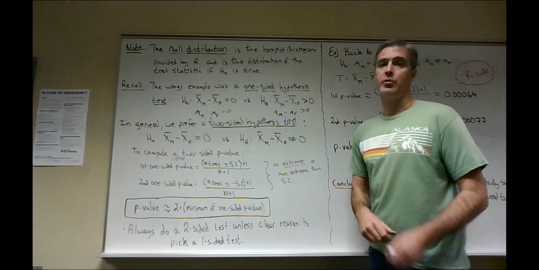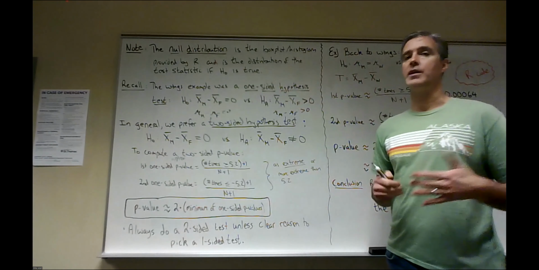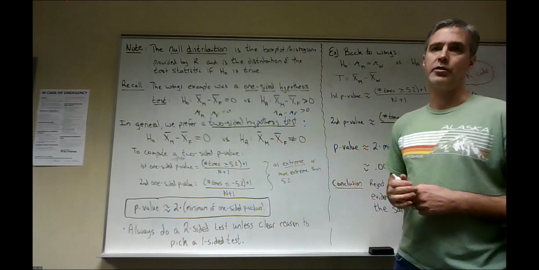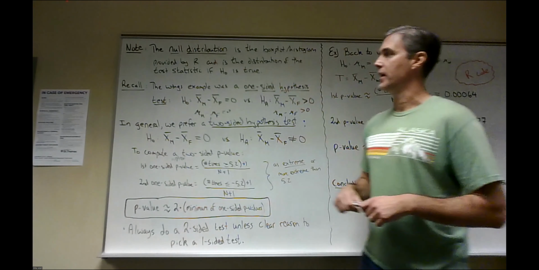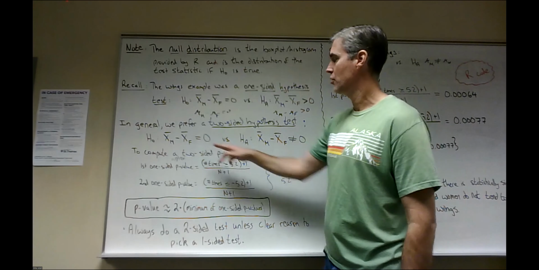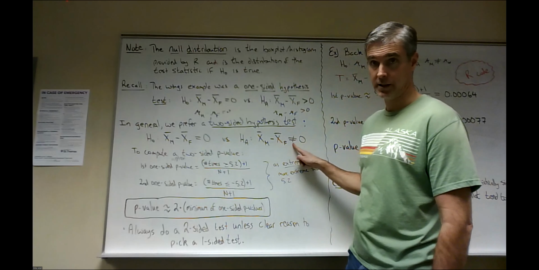And in general, we want to do a two-sided test unless there's a clear reason that only one side of the alternate hypothesis is possibly of interest, okay? But in general, we want to say either the factor has no effect or it has some kind of effect, okay?